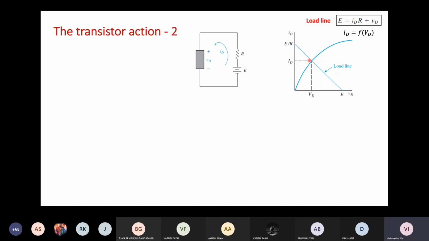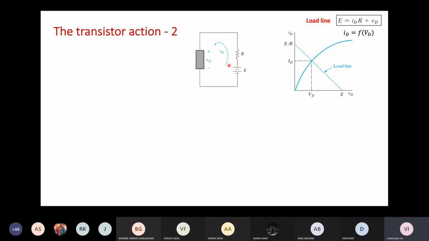This line is the line that satisfies the KVL, this is the load line basically. And this non-linear curve is the device characteristic. This is the characteristic of the transistor. This is how the current and the voltage of the transistor are related to each other. So the intersection of these two plots will give a current and voltage value essentially. This current and voltage value will be the value that will be there in the circuit.